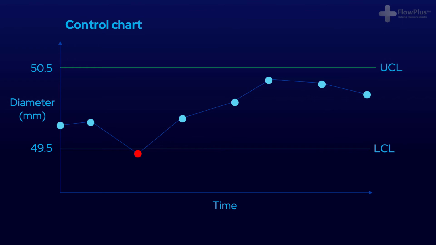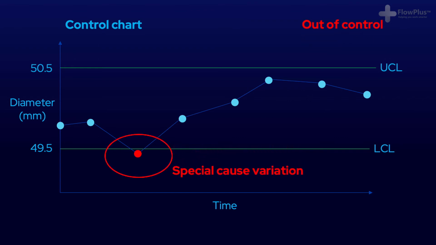This control chart shows something called special cause variation, and this signifies that the process is out of control. The reason it is called special cause variation is because it signifies there are abnormal or special conditions that have caused this. It could be that a bearing has worn and is causing the drill bit to move.